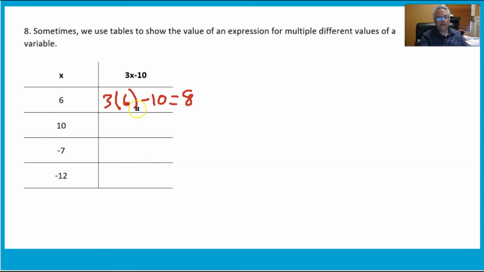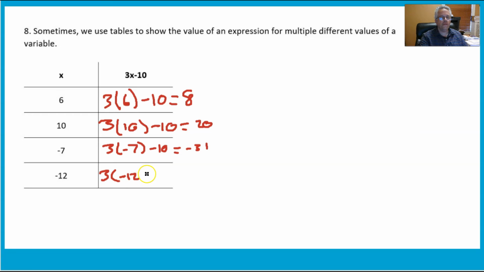If you're using a scientific calculator, you can just use the cursor up, replace the 6 with the next value, and hit equals. So if you're using a calculator like that, this can be pretty quick. 3 times 10 is 30, minus 10 is 20. We're going to let x equal negative 7. So 3 times negative 7 minus 10 is going to equal negative 31. And if x is negative 12, we have 3 times negative 12 minus 10, which ends up being negative 46. We can actually start thinking about making a graph of these values, and that'll be coming later.